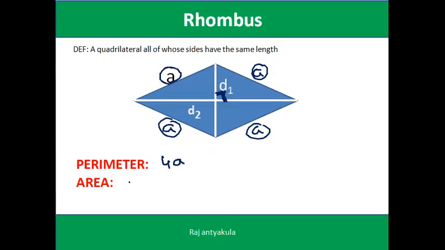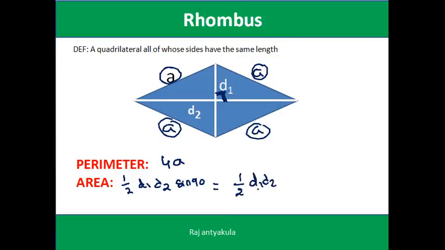So area of a rhombus is half D1 D2 sine 90. What is the value of sine 90? Sine 90 value is 1. So area of a rhombus is half D1 D2.